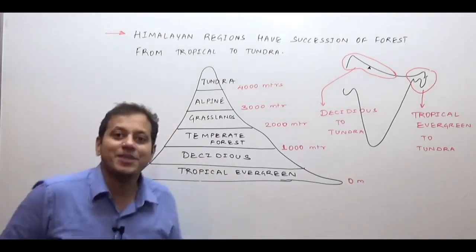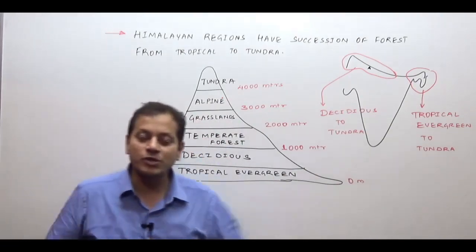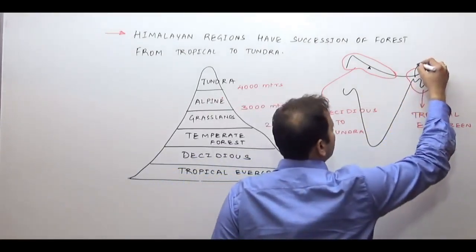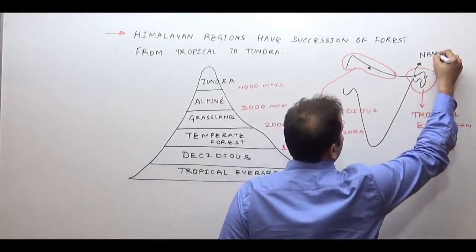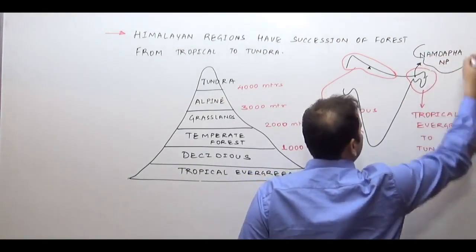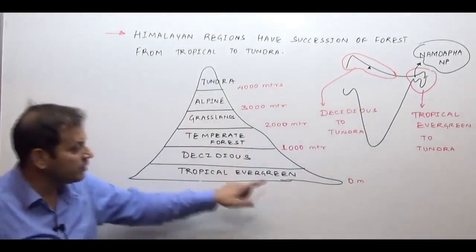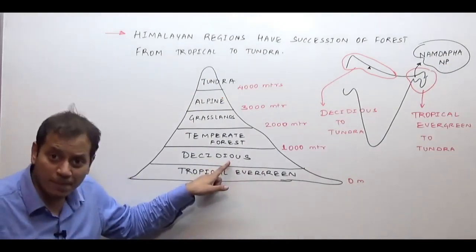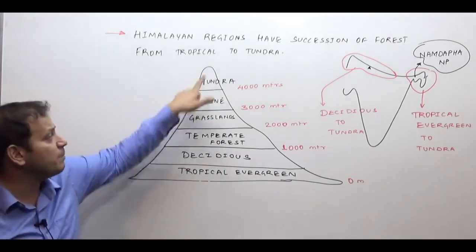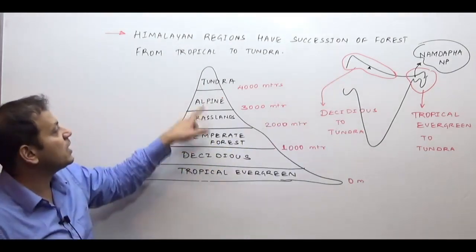But in Arunachal Pradesh, if they ask you exactly, will there be tropical evergreen to tundra? Yes, it will be. In Arunachal Pradesh, what is the national park? What is the biosphere reserve here? So the Namdapha National Park, or the Namdapha Biosphere Reserve, which is located in Arunachal Pradesh, will have a variety of vegetation from tropical evergreen to moist tropical deciduous, which includes moist and dry deciduous, then to the temperate, then to the grasslands, then to the alpine, then to the tundra region. On the other hand, Nanda Devi, etc., has deciduous to temperate to grasslands to alpine to tundra region.